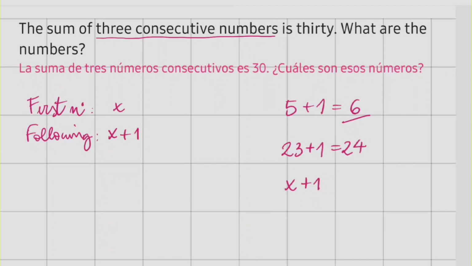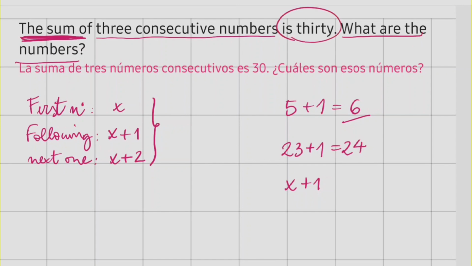And what would be the next one to this? So the next one would be x plus, guess what? Well, it would be x plus 2. That would be the next number. So we could say that these three are three consecutive numbers. So what the text says now is: what are the numbers if the sum of all of them is 30, right? So we need to add up these three numbers in order to get 30.